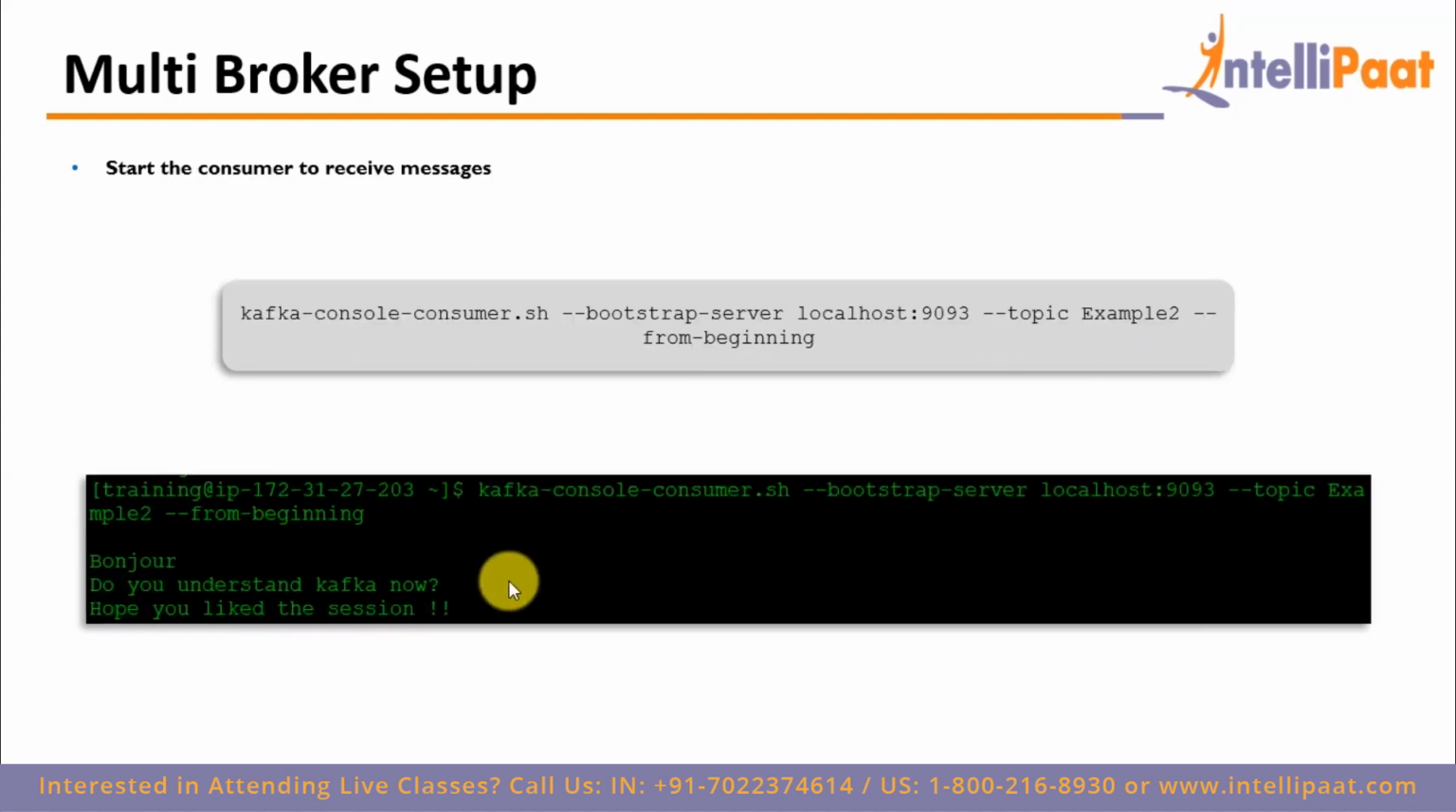And then going ahead, we'll also start the consumer. So over here, I'll type in kafka-console-consumer.sh and I'll set the bootstrap server. I'll set the localhost to be equal to 9093 and the topic is example2, because the producer is sending messages to example2, and this will read everything from the beginning. Right. So now let's go ahead and perform this demo.